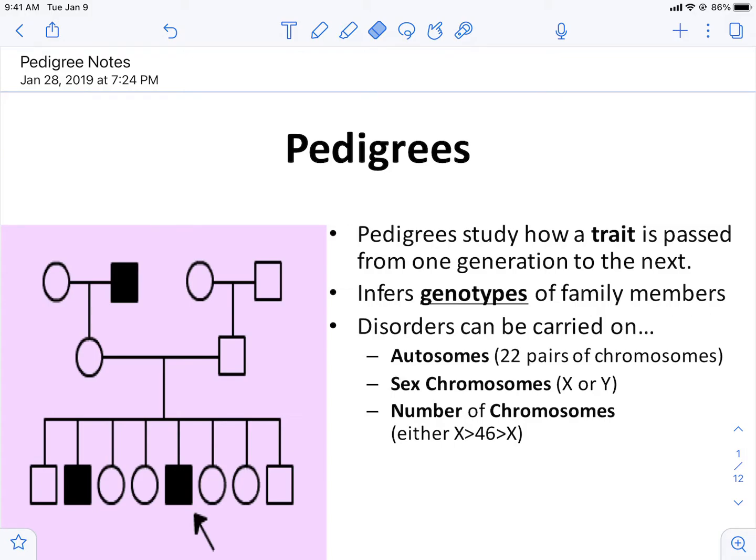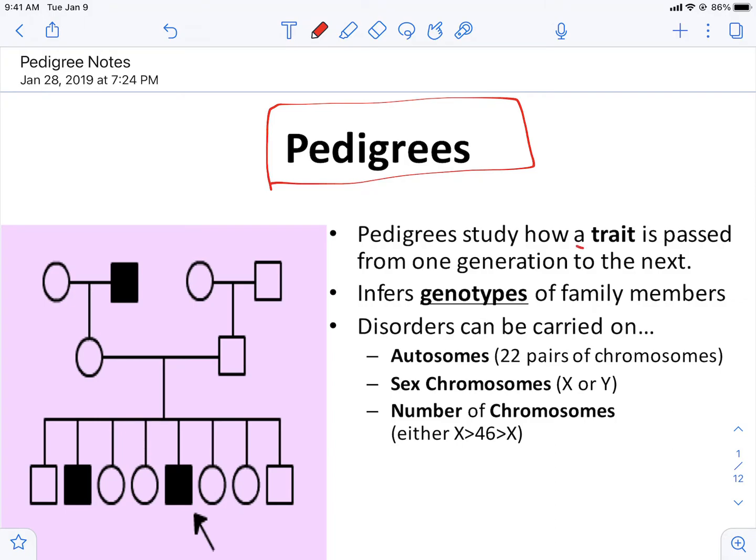Okay, so now that we have learned mutations, we are going to apply mutations which cause genetic abnormalities and genetic disorders to family trees. And a family tree in biology is called a pedigree. So pedigrees are pretty easy to read. They have an organized system, so we're going to go through that.